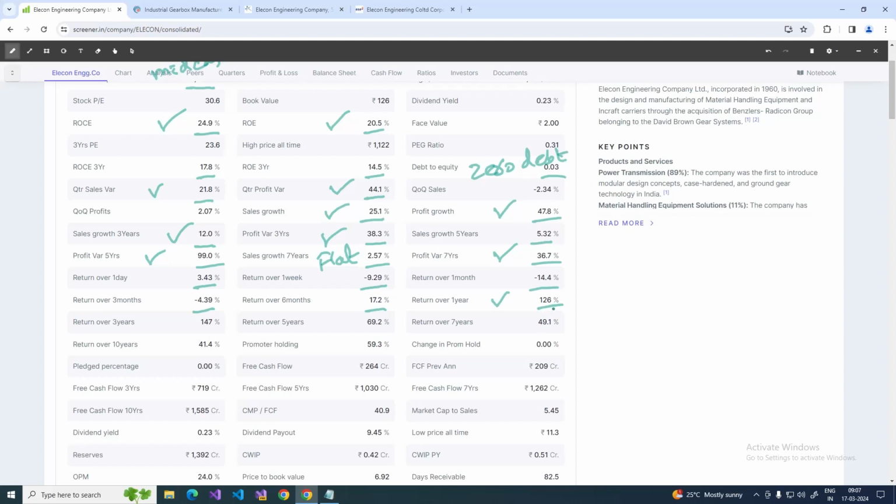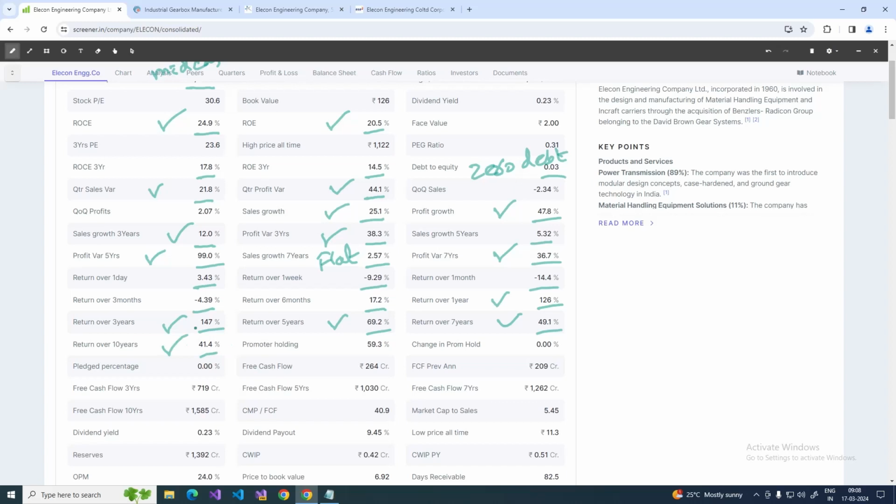Here 120% up. Returns over 3 years 147%. This is also high. Returns over 5 years 69%. This is also high. Returns over 7 years 49%. Returns over 10 years 41%.